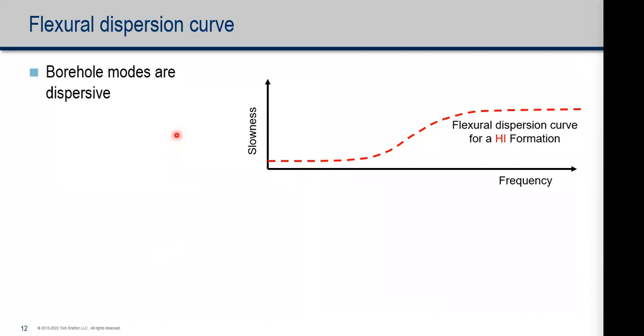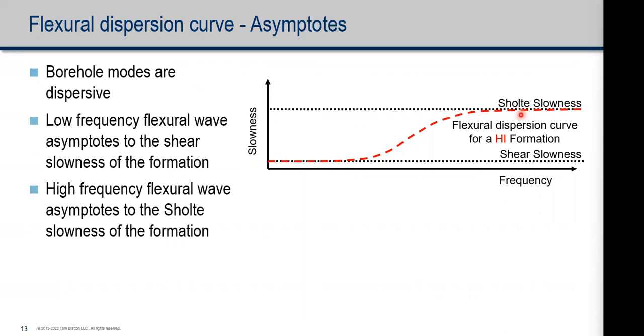So what is this dispersion? Well, it's the observation that the slowness that you measure is a function of frequency. And for a homogeneous and isotropic formation, it looks like this red dash curve. There are two asymptotes that you see in this data.